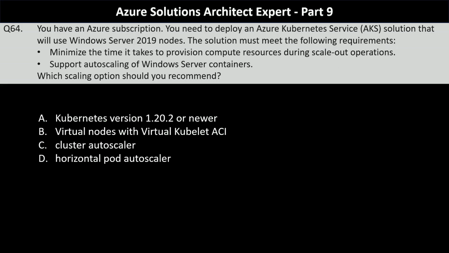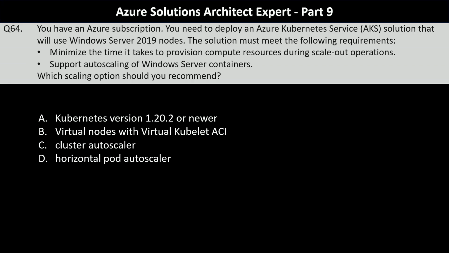Next question. You have an Azure subscription. You need to deploy an Azure Kubernetes service solution that will use Windows Server 2019 nodes. The solution must meet the following requirements: minimize the time it takes to provision compute resources during scale-out operations, support auto-scaling of Windows Server containers.